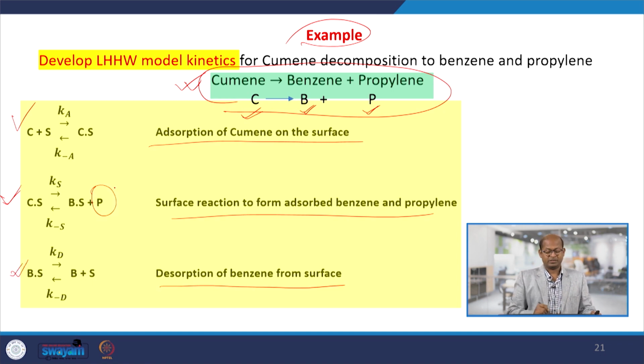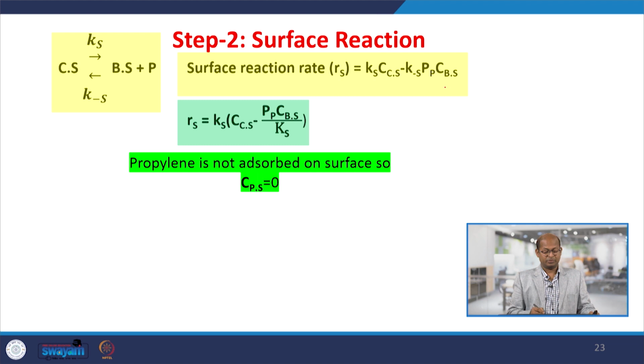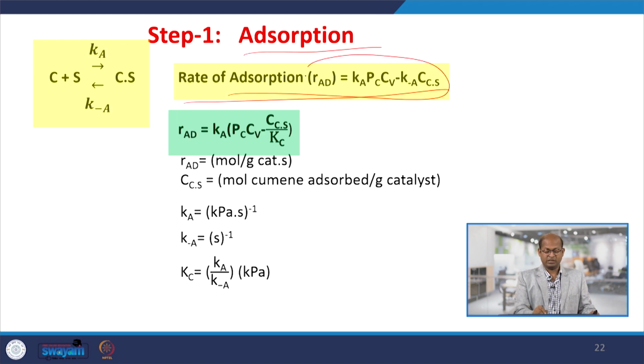Here propylene is taken in the gas phase, and benzene and cumene both occupy the surface sites. These are reversible reactions: step 1, step 2 and step 3 are the adsorption reaction, the surface reaction and then the desorption reaction. Now, for the adsorption reaction we have to develop the rate equation. This is the adsorption rate equation, and the vacant sites also we have to substitute here.